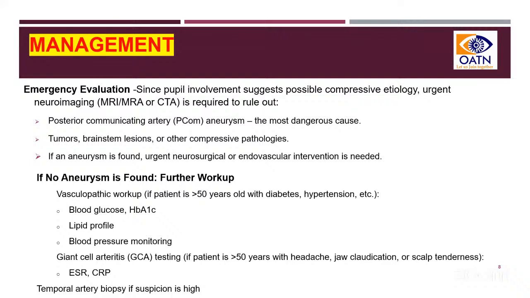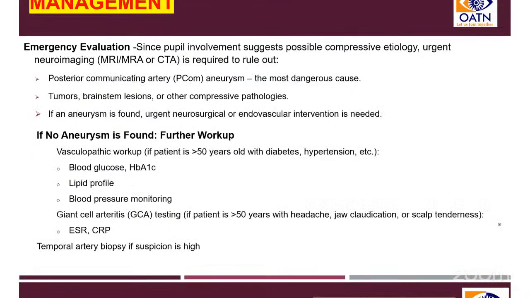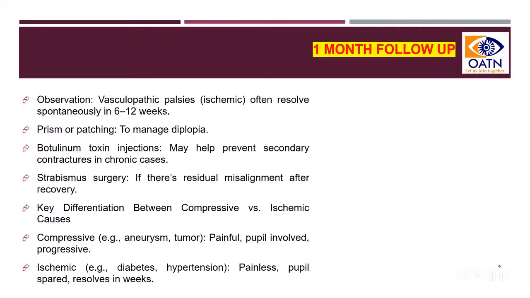If no aneurysm is found, further workup, that is vasculopathic workup, aimed at identifying blood glucose level, HbA1c, lipid profile, and blood pressure monitoring. And these are all the supportive measures, that is observation, prisms or patching to manage diplopia and to maintain binocular single vision. Botulinum toxin injection may help to prevent secondary contractures in chronic cases. Strabismus surgery if there is any residual misalignment after recovery.